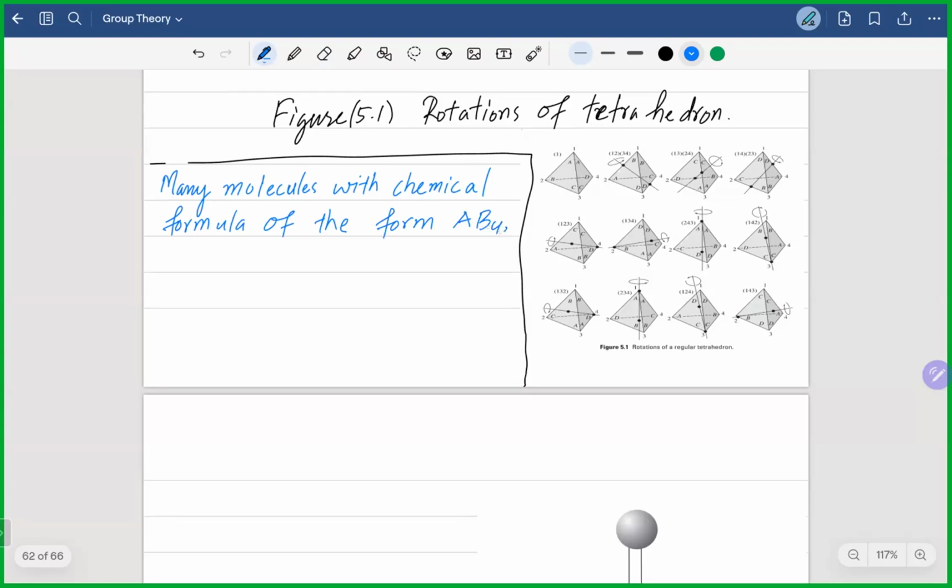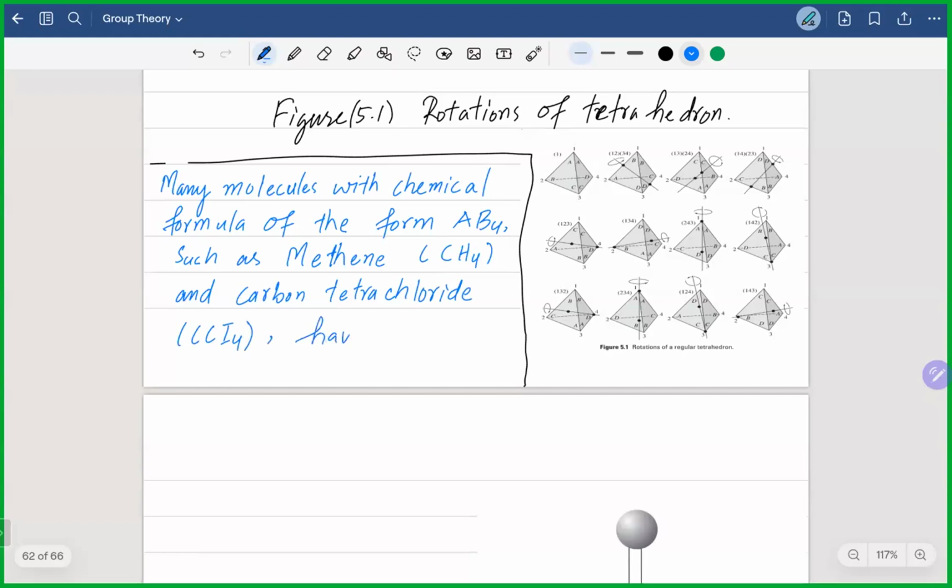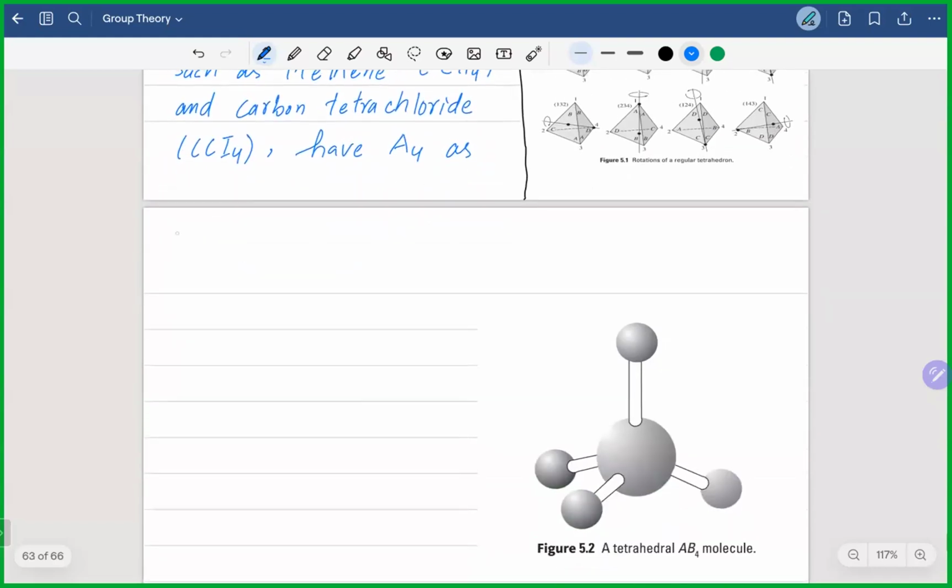AB4, such as methane, which is CH4, and carbon tetrachloride, which is CCl4, have the alternating group A4 as their symmetry group.